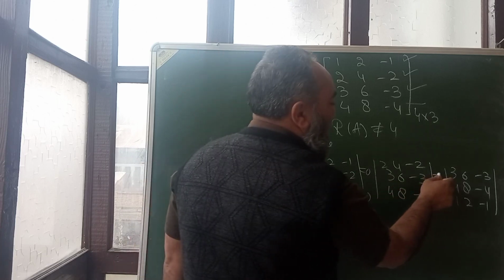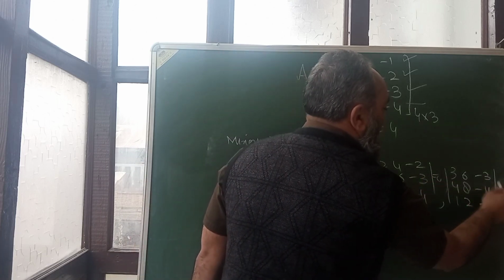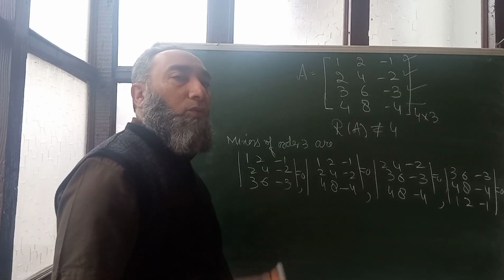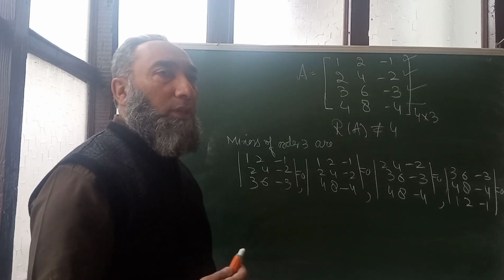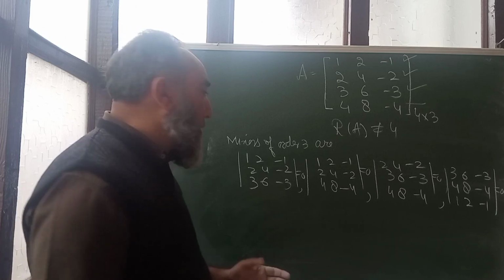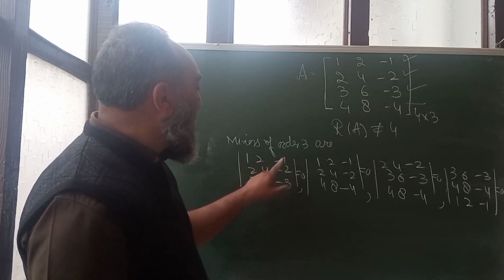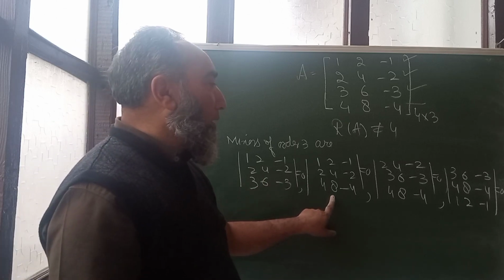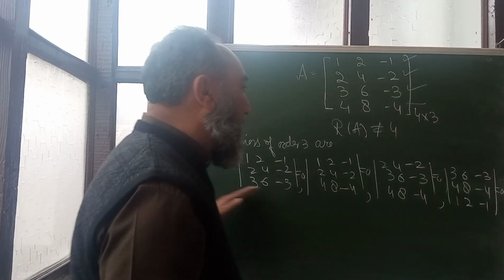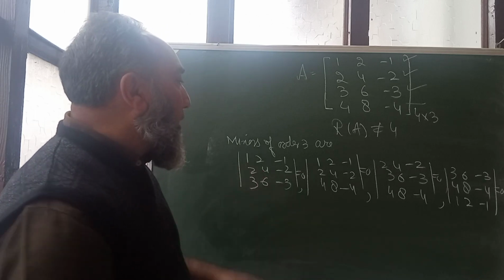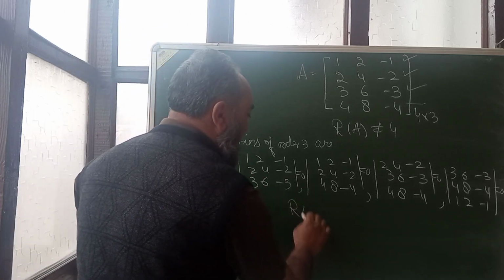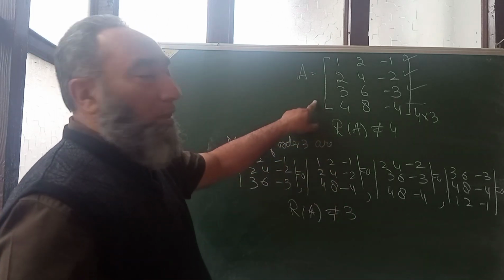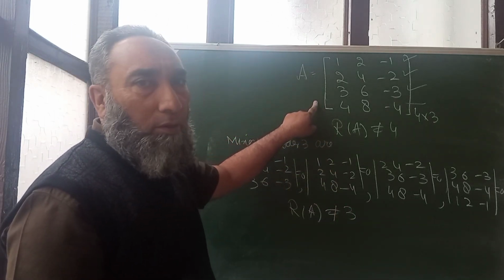What is the reason? If there are determinants which have 2 rows or 2 columns equal, then the value of the determinant is 0. You see, this is 1, 2, minus 1, this is again 1, 2, minus 1, this again 1, 2, minus 1. Same is the case over here, here, and here. So these are all 0. So rank of A cannot be 3. Minor of order 4 doesn't exist, so rank cannot be 4.